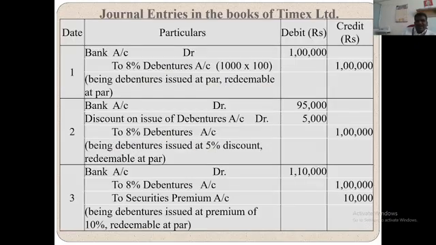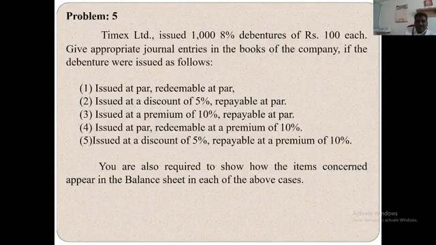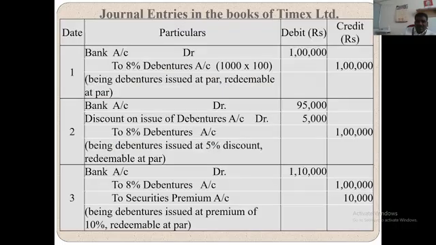Journal entry: bank account debit to 8% debenture account. How many debentures? 1,000 debentures at the rate of rupees 100 each, 1 lakh. The next, issued at discount of 5%, repayable at par. Issued at discount but repayable at par value. Bank account debit, discount on issue of debenture account debit, to debenture account. So 1 lakh rupees, and how much discount? 5% discount. So 1 lakh 5%, 5,000 rupees debited to discount on issue of debenture account. Then 95,000 bank account debit, discount on issue of debenture account debit 5,000, to debenture account 1 lakh rupees.